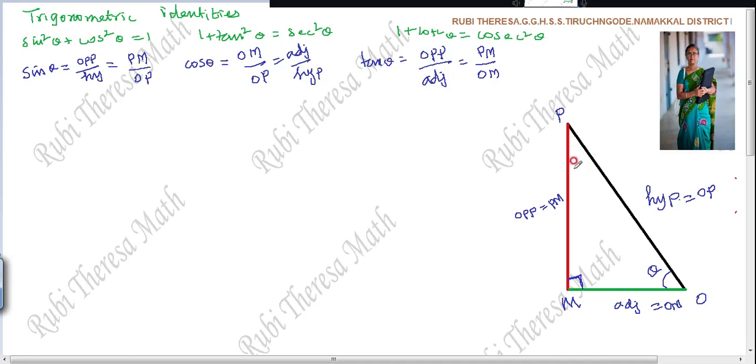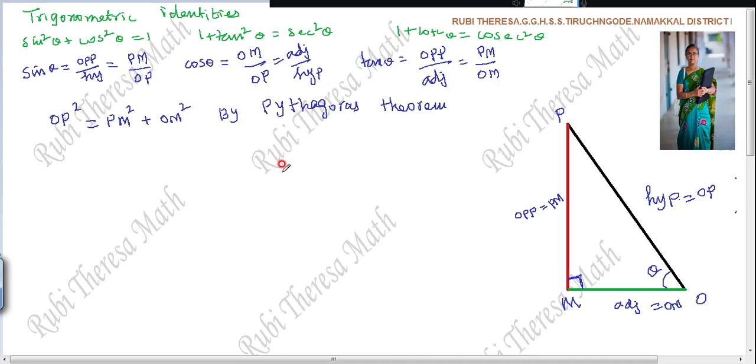Then according to Pythagoras theorem, you know that OP square is equal to PM square plus OM square. That is, in a right angled triangle, the square on the hypotenuse is equal to the sum of the squares of the other two sides. Isn't it? So you got it by Pythagoras theorem.